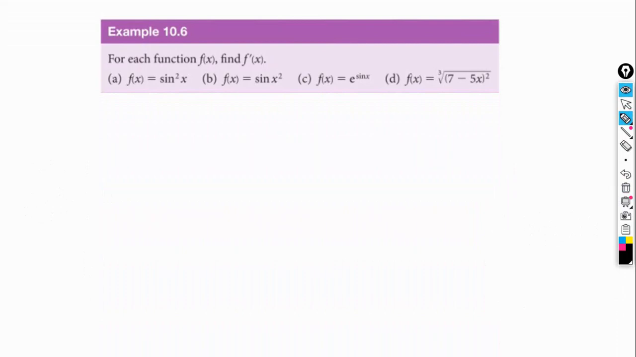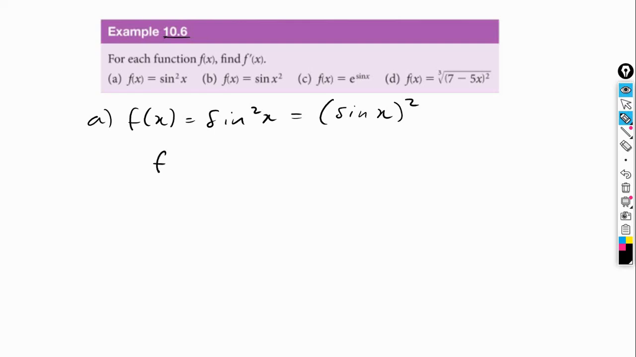Very well, so now we are on example 10.6, which would be the last one in this video. And it says, for each function f of x, find the derivative of f of x. So letter A is f of x equals sine squared of x. Now here you have to be careful, because recall that this is the same as saying (sine of x) squared, just like that. So now we can apply the chain rule.